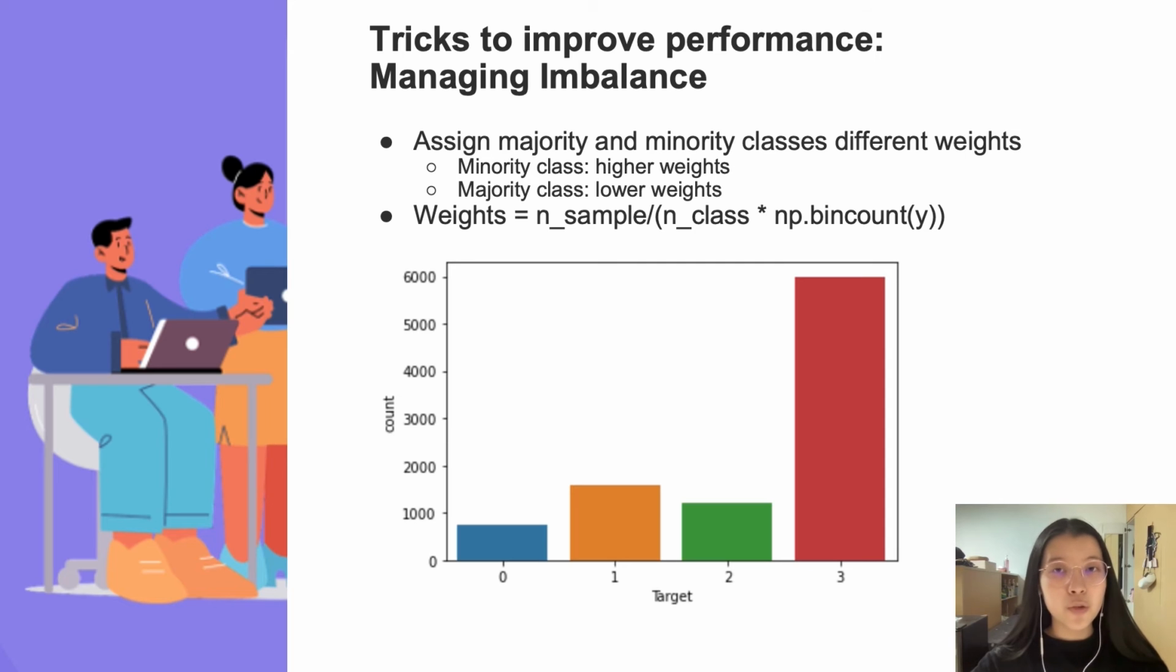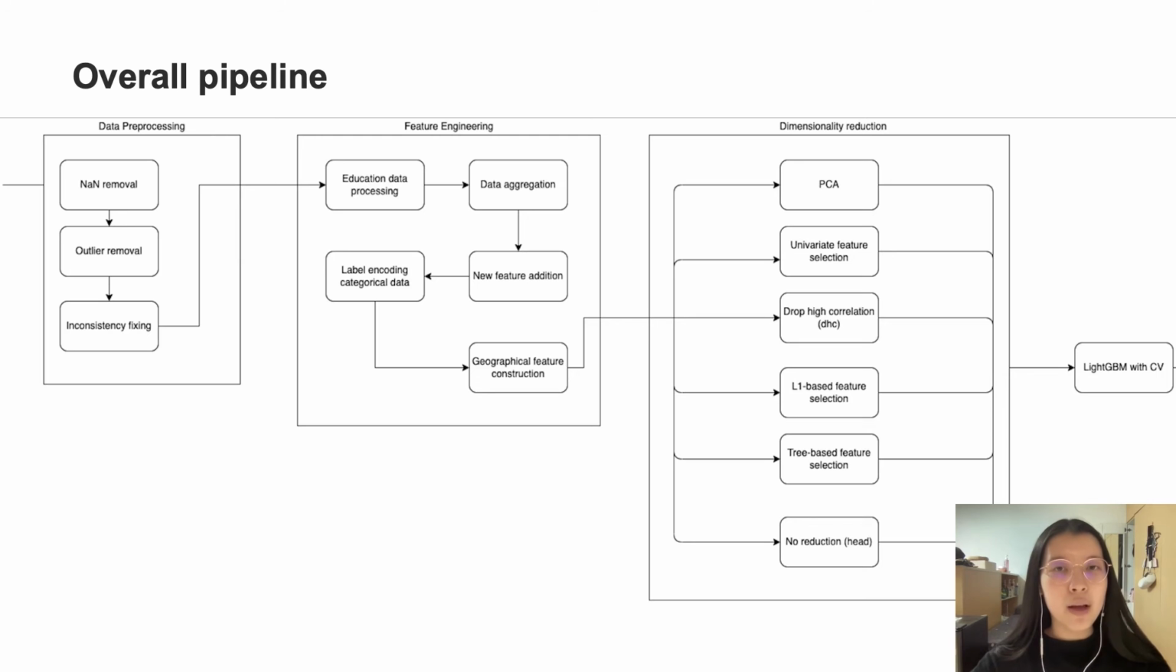Third trick we are using is to manage the imbalance. This was accomplished by assigning the majority and the minority classes different weights. And the goal was to punish the minority classes more for misclassification by giving them a greater class weight, while giving the majority classes a lower weight. The overall pipeline is shown here.